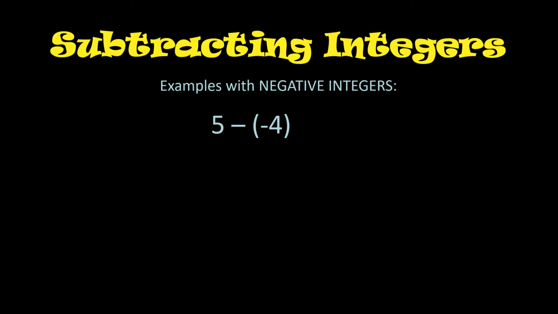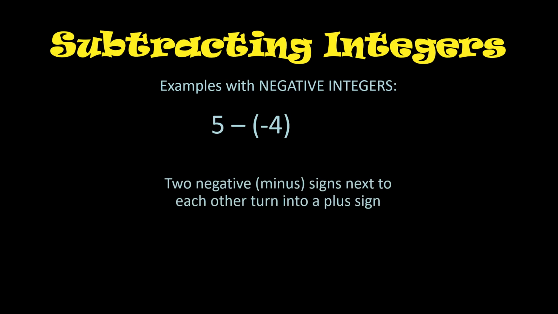This tip here is really going to make it helpful. Two negative or minus signs next to each other will simply turn into a plus sign. So 5 minus a negative 4 is exactly the same thing as saying 5 plus 4. Don't know if you've heard the old adage of two wrongs don't make a right, but in math, two negative signs actually make a positive sign. So you can all do 5 plus 4, that equals 9. So 5 minus a negative 4 is actually just 9.